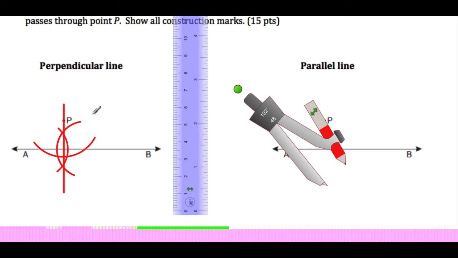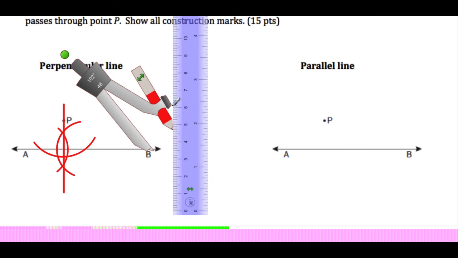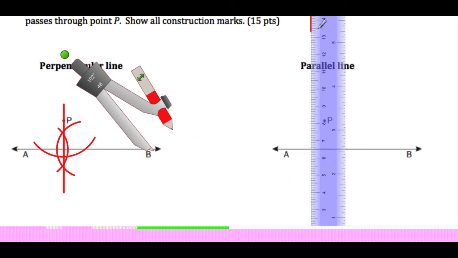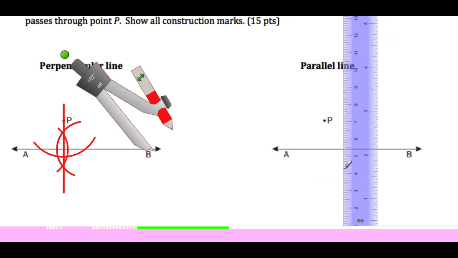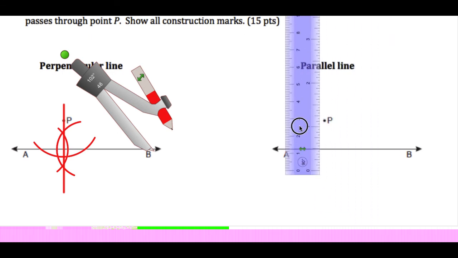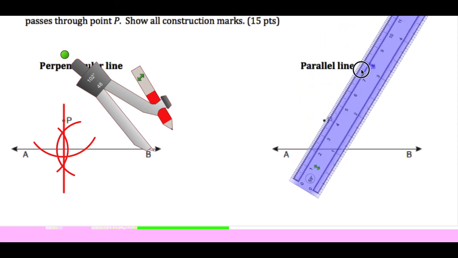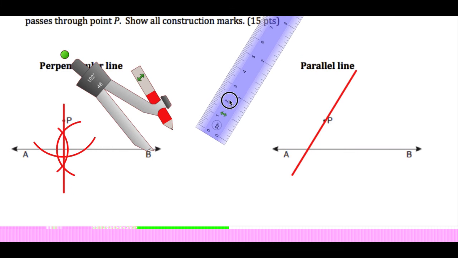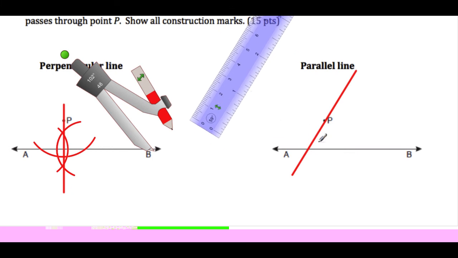How about the parallel lines? How do you construct a parallel line that passes through the point P? Then what I'm going to do is this. First, I'm going to draw a line that passes through point P. And the next one that I have to do is I just have to copy the angle that you see over there.